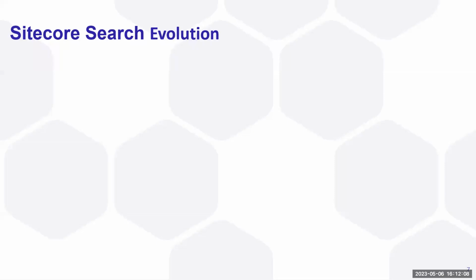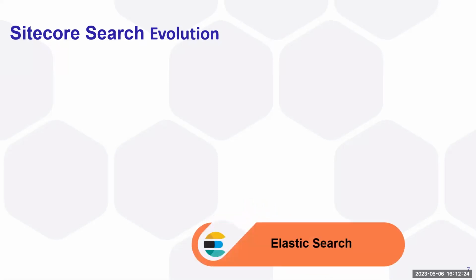Now let's talk about how Sitecore Search evolved over the years, and then we'll come back to Sitecore Search in detail. So let's go back in time to see how we reached the Sitecore Search that we have today. The whole story begins with Elasticsearch.